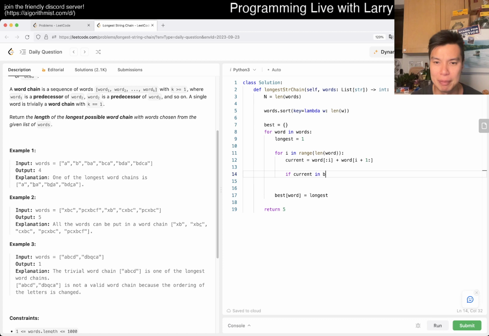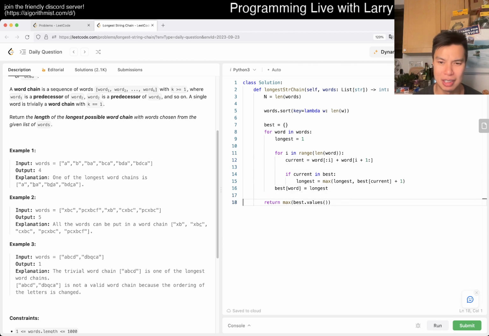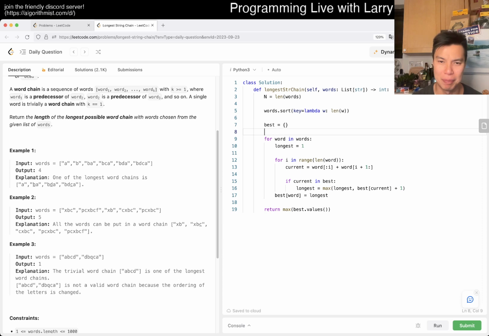So if current is in best, then longest is equal to max of longest and best of current plus 1, right? That's just like extending it by 1. This is bottoms up, and something like this would be fine, right? And you don't even need to do another loop. Maybe we can just do longest or best. That's a terrible name, but okay, fine.